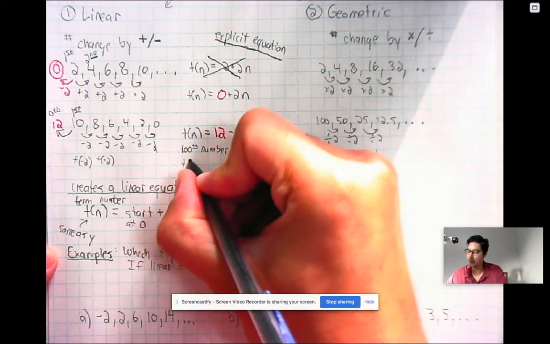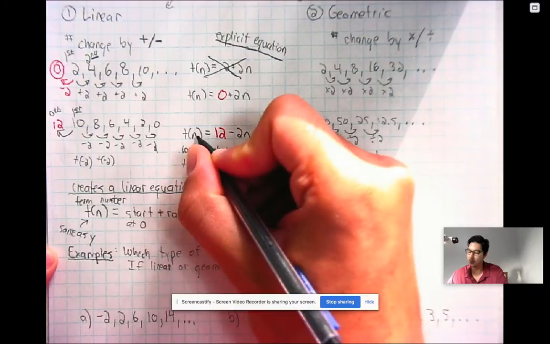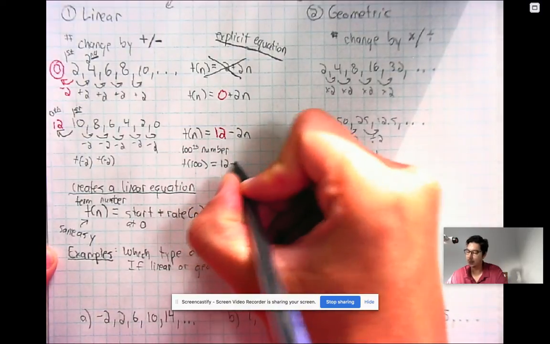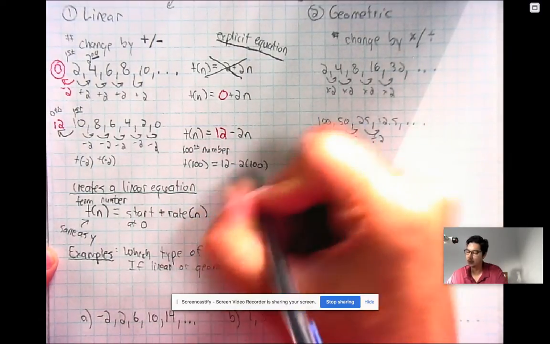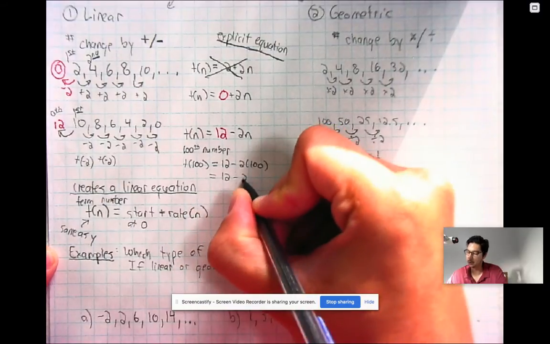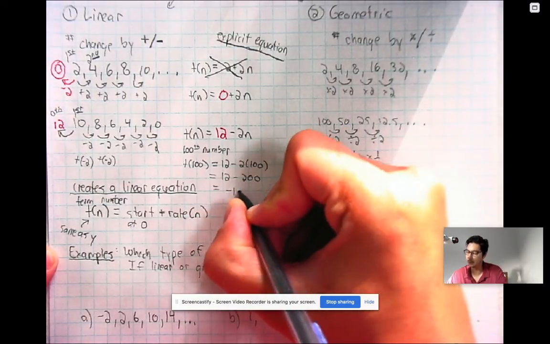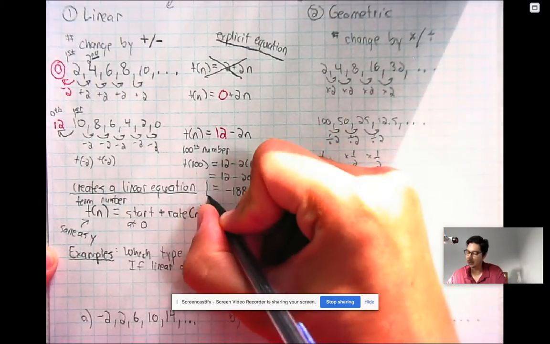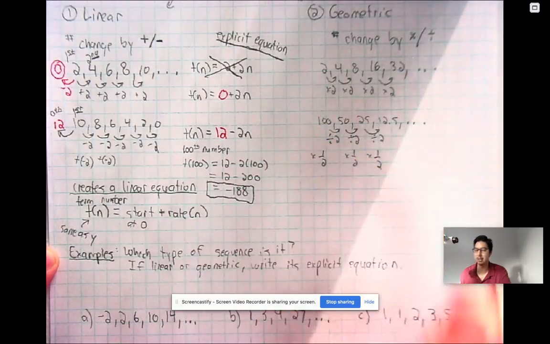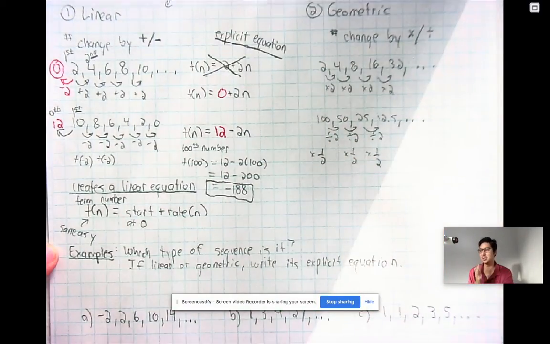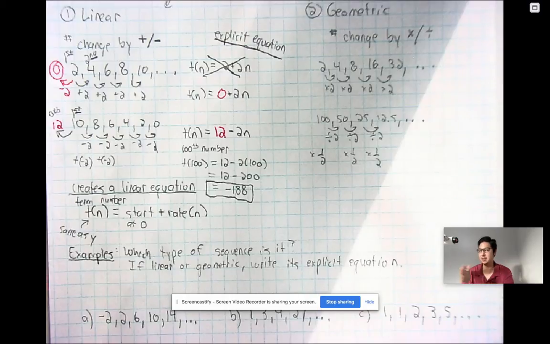Well, you can just plug 100 in and say, okay, the 100th number is going to be 12 minus 2 times 100. Do the math. That gives you 12 minus 200, which is negative 188. And there's your answer. And that's why the explicit equations are nice, because you can explicitly determine any number in that sequence forever, by just plugging that number in to n.